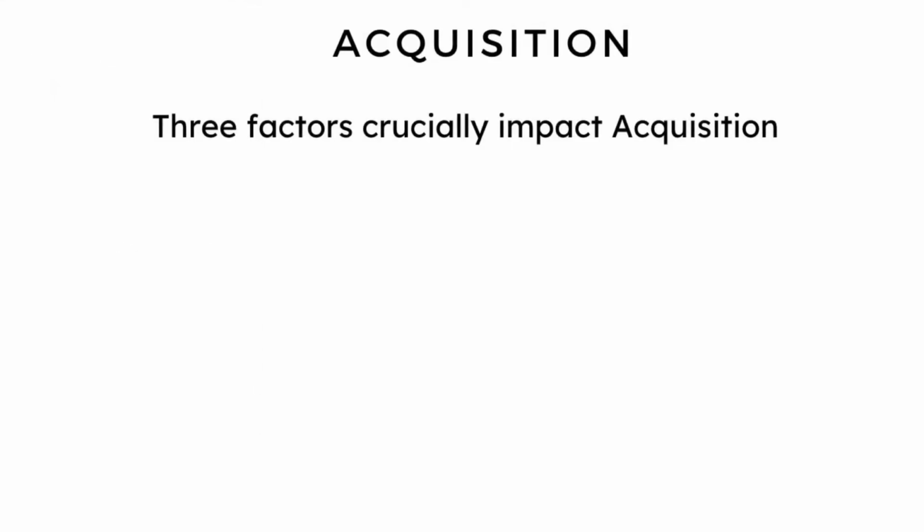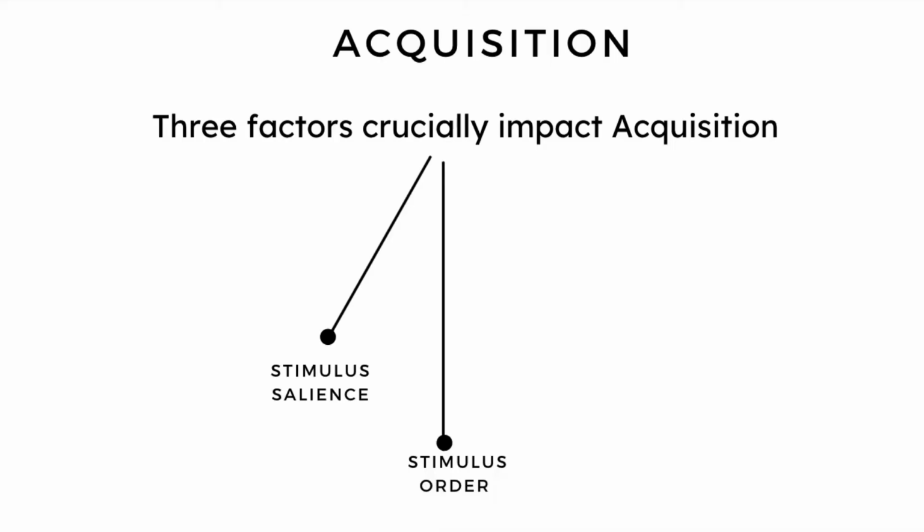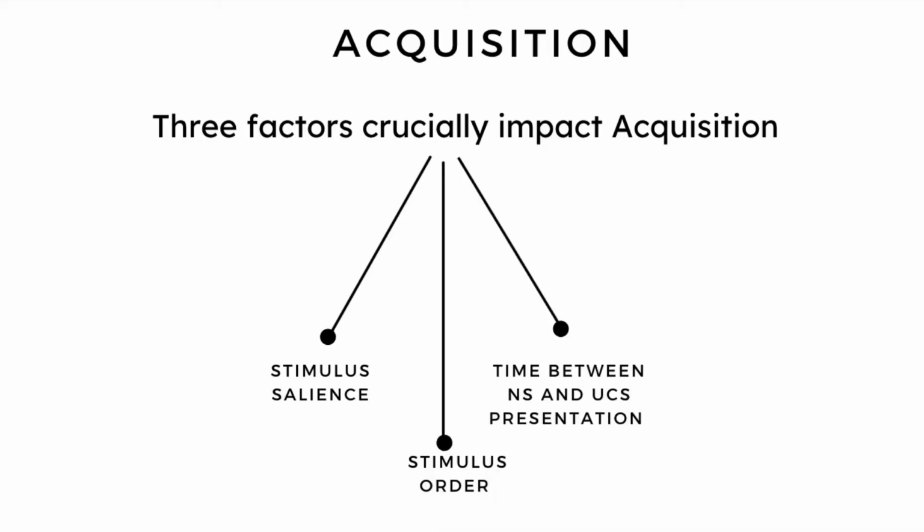Now, 3 different factors crucially impact the acquisition process. They are as follows. The first pertains to stimulus salience, the second pertains to stimulus order, and the final one pertains to the time between the neutral stimulus and the unconditioned stimulus presentation. Let's look at each of these factors in a little more detail and understand how they impact the acquisition process.